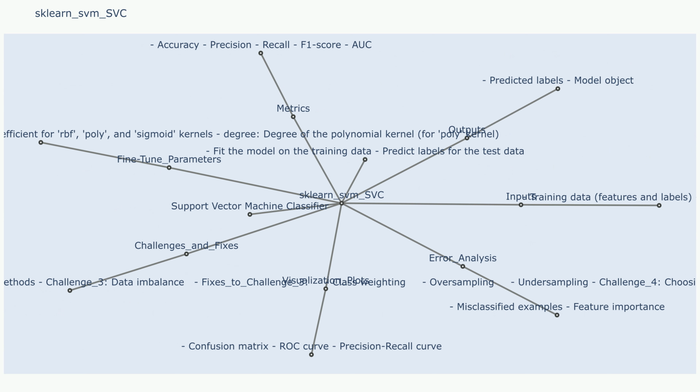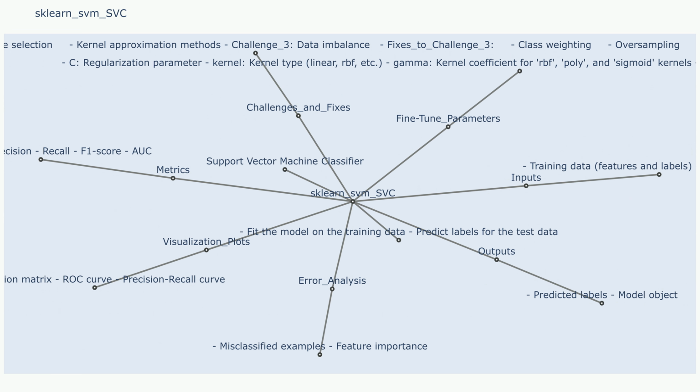Metrics. Accuracy. The proportion of correctly classified instances. Precision. The ratio of true positive predictions to the total number of positive predictions. Recall. The ratio of true positive predictions to the total number of actual positive instances. F1 score. A harmonic mean of precision and recall.